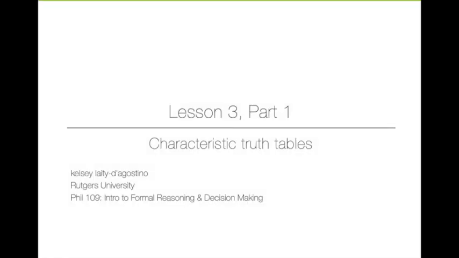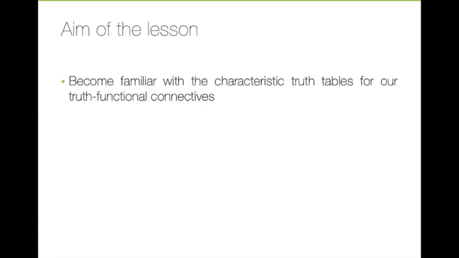We've already introduced 5 logical connectives as a way to symbolize the logically important aspects of English sentences. We're now going to look at the truth tables for these connectives, which will tell us how the truth values of sentences that use them depend on the truth values of their parts. And we just have one straightforward aim in this lesson. Get familiar with the characteristic truth tables for our truth functional connectives.